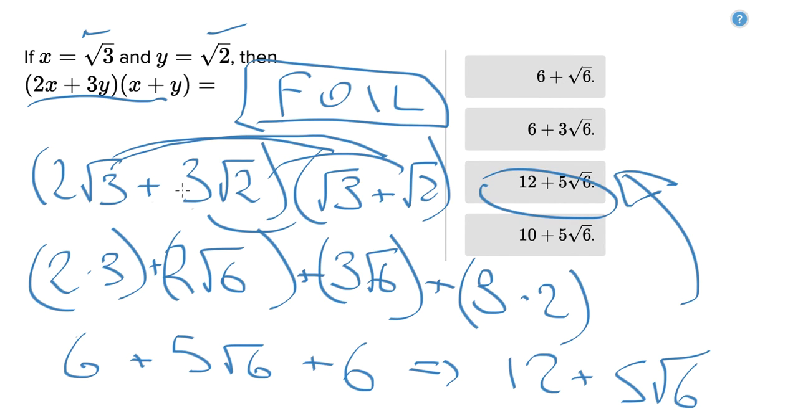Now, what's tough is to sort of figure out that you had to use FOIL, even though we're not using x's and y's once you plug in for the number. But treat it just as if it were a variable. It might be a number here, but variables usually stand for numbers that can be plugged in for them. So that's how you solve this problem.